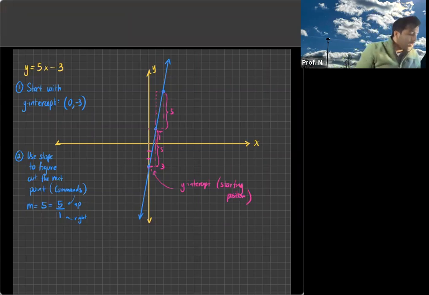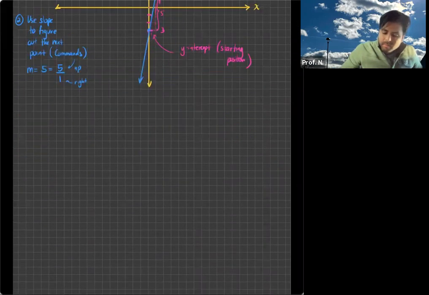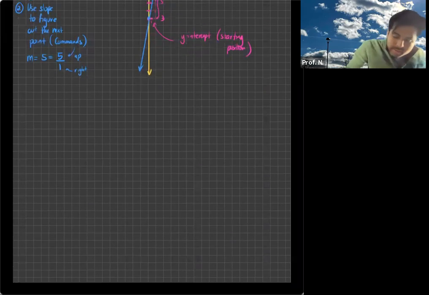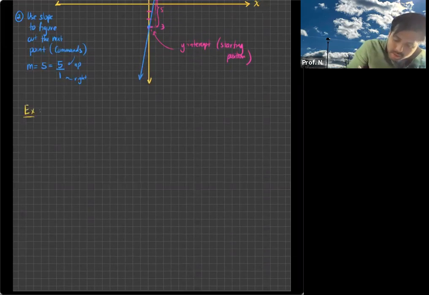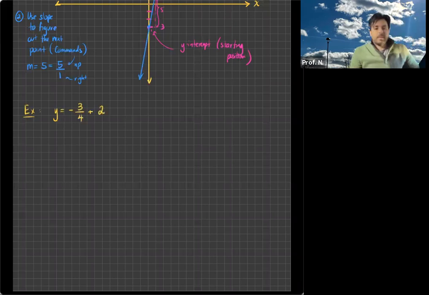If there's no questions, let's see another example. So what if I have, instead, y equals negative 3 over 4 x plus 2. So I have to identify my slope and my y-intercept.